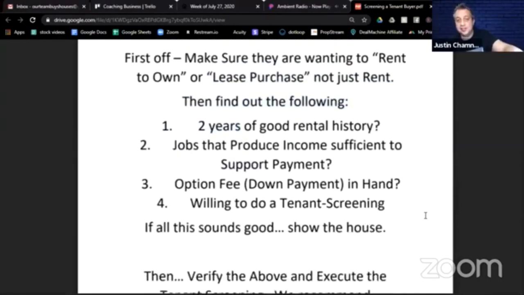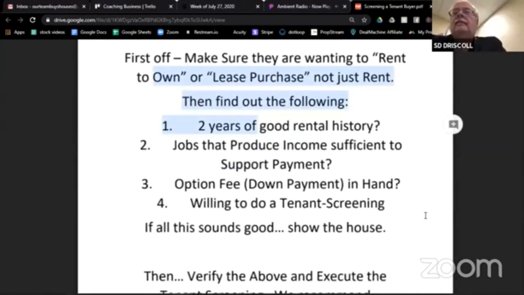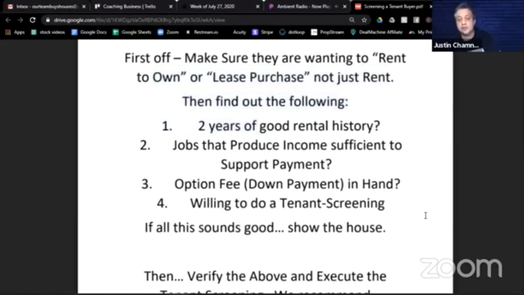Follow this guide, this little cheat sheet here. You can see number one, two years of good rental history. Number two, jobs that produce income sufficient to support the payment. Number three, make sure they have that money in hand for the option fee.